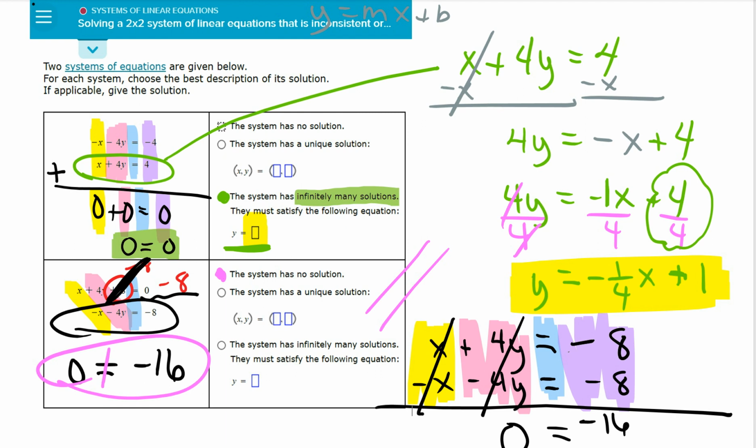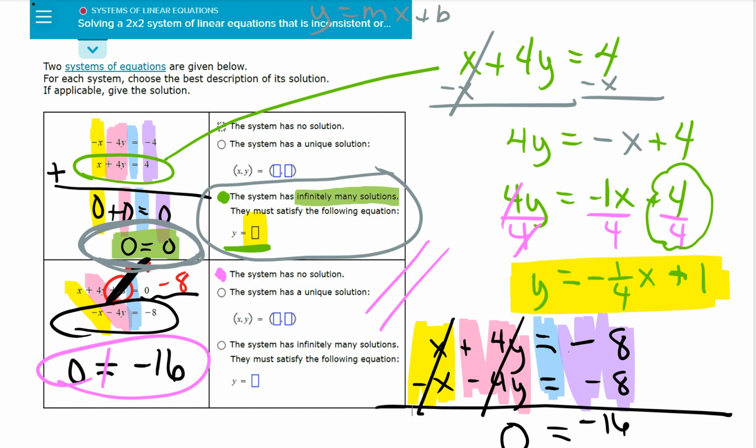If you do this and your x's and y's cancel out and you get 0 on the left, but the numbers cancel out also on the right, you'll get 0 equals 0, which is a true statement. And then that's this situation. It's infinitely many solutions. That just means every x and every y will match up.